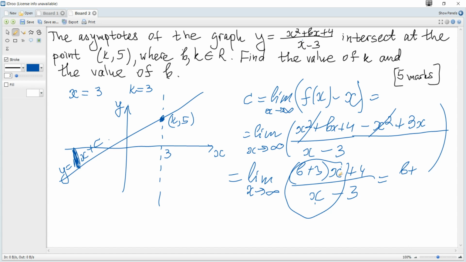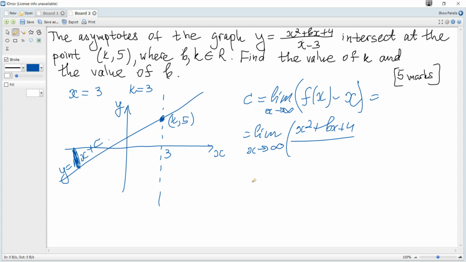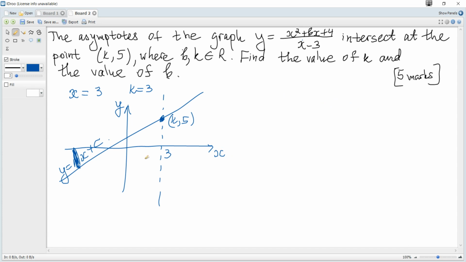Hence c is b plus 3. So the equation of the slant asymptote is y equals x plus b plus 3, and we know that (3, 5) belongs to this line, so we can just substitute 5 for y and 3 for x, and find that b is -1. And now let's consider other ways to find the equation of the slant asymptote.